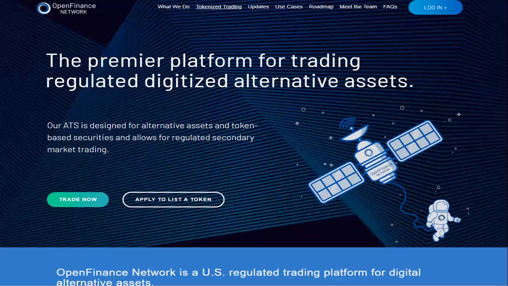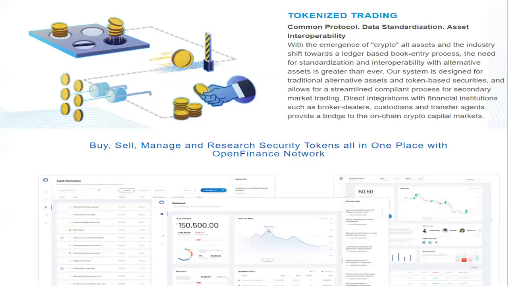So this was a relatively early example, I think it's 2 or 3 years old, Open Finance Network, that was approved as an alternative trading system. And you can see that they talk about assets and token-based securities. This is not as much for private equity as it is for coins and tokens that are investments in and of themselves, as well as some public securities.